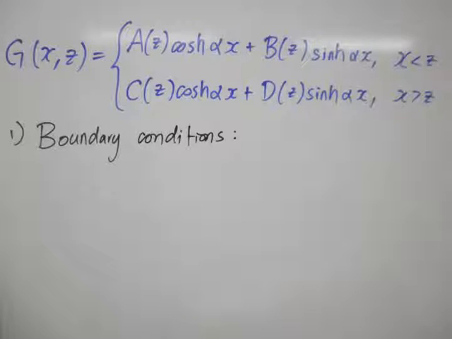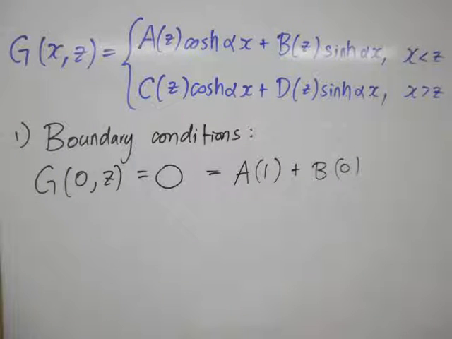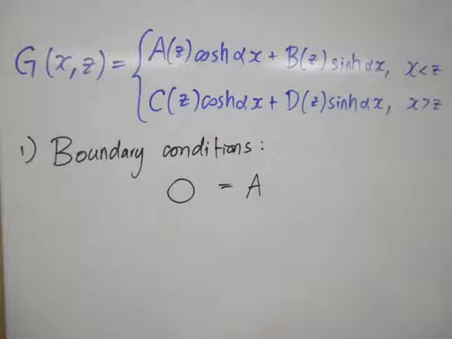Firstly, to invoke the boundary conditions. As given in the question, the function at x equals 0 is equal to 0. This leads us to the following, where the hyperbolic cosine becomes 1 and the sine is 0. The conclusion is that here a is equal to 0.